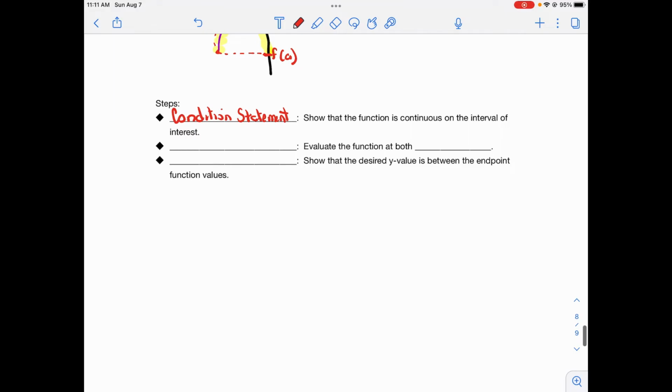Excuse me. Okay, then we're going to do our work. And then we're going to evaluate our functions at our endpoints. That's going to be our main work. And then you're going to end with a conclusion statement that shows that the desired y value is between the endpoint function values.